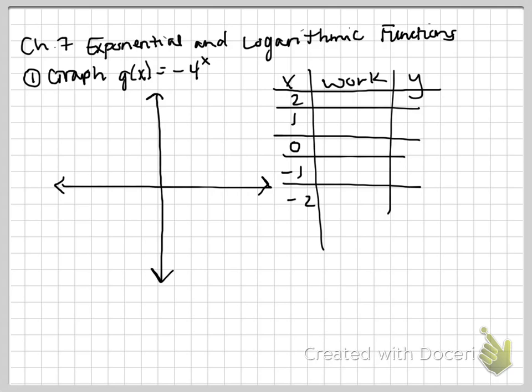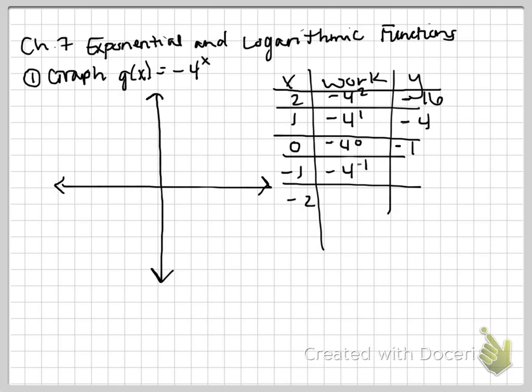Okay. So my function is -4 to the x power, so I'm going to start with -4 squared. Well, the negative's out front, and so I'm going to have a negative out front, and then 4 squared is 16. -4 to the first power, well, that's just -4. -4 to the 0 power, anything to the 0 power is just 1, so that's going to be -1. -4 to the -1 power.